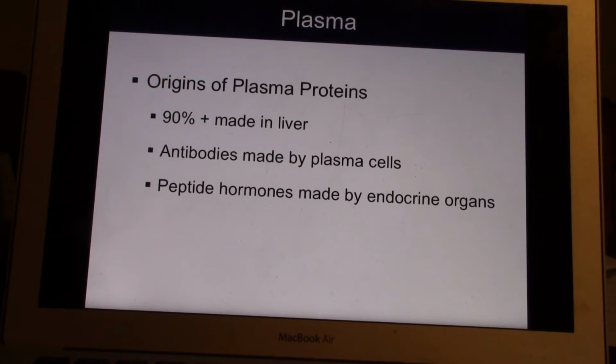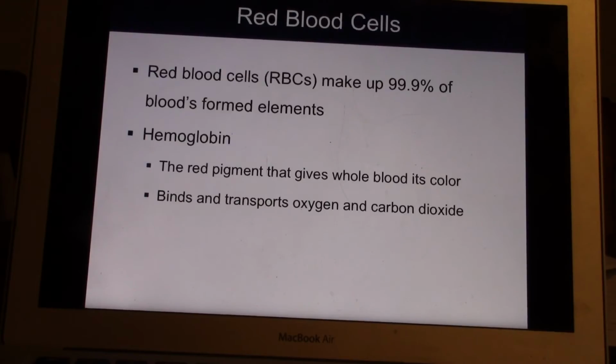Peptide hormones are another set of proteins that are floating around in your blood. And remember, they're made by the endocrine organs. So the ovary makes estrogen, the testicle makes testosterone, the thyroid gland makes thyroid hormone, and so forth. Those are all proteins that circulate around in your plasma as well.